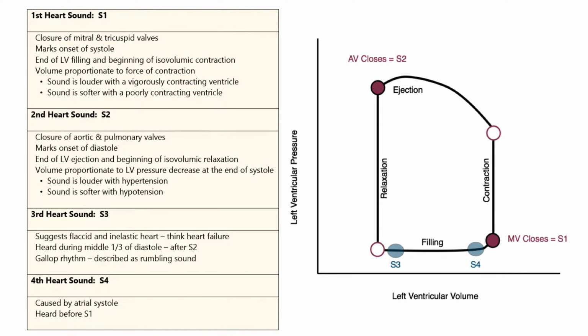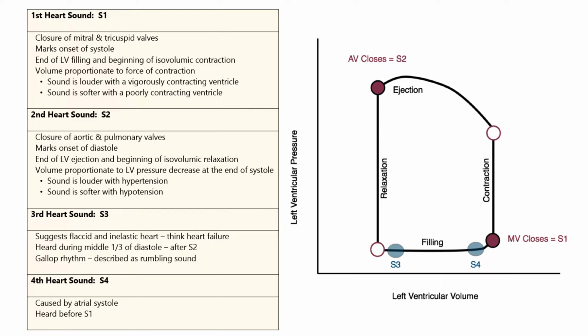It is described as closure of the mitral and tricuspid valves, and it marks the onset of systole, the end of left ventricular filling and the beginning of isovolumetric contraction. The volume is proportionate to the force of contraction. The sound is louder with vigorously contracting ventricles, and softer with poorly contracting ventricles.